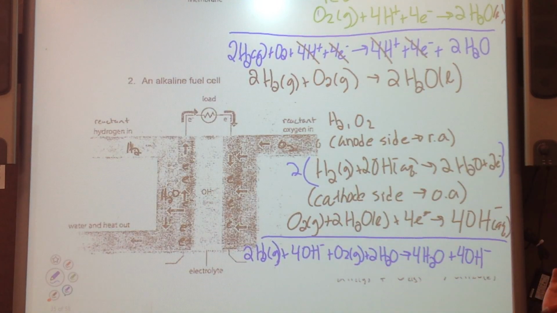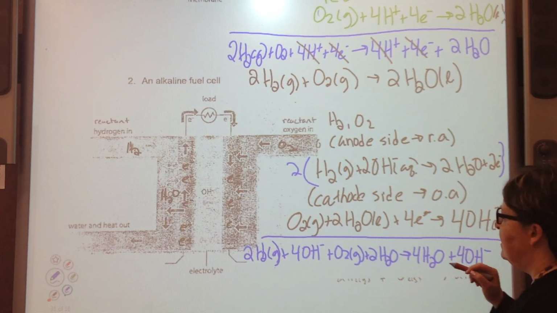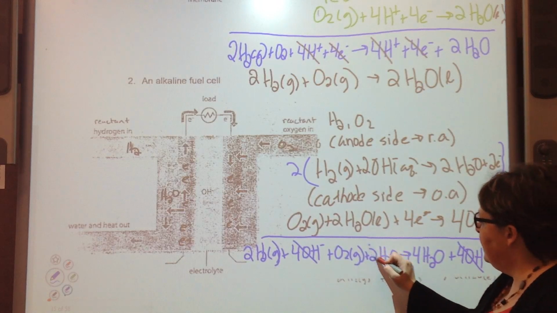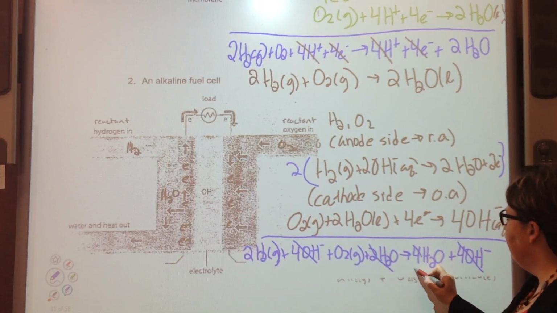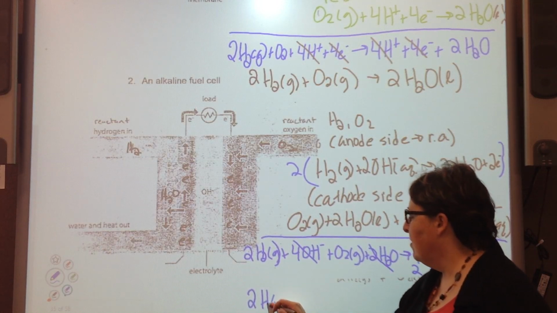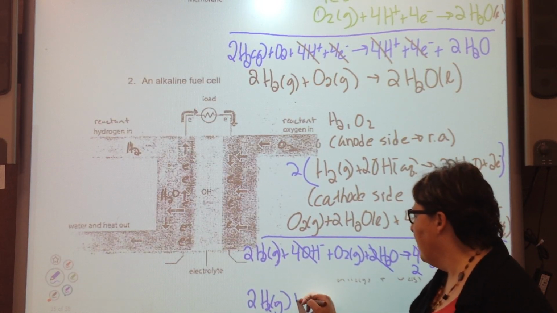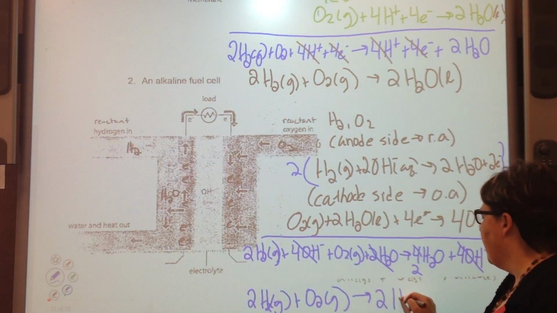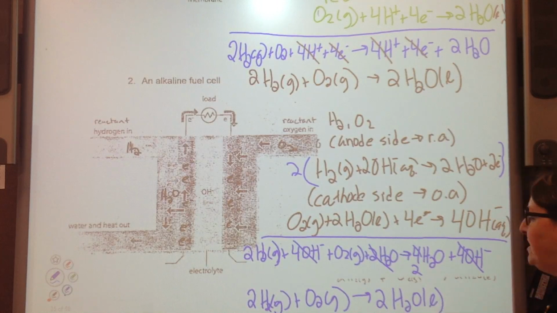Okay. So when we cross off what's the same from each side, 4 OHs get crossed off, and we lose these 2 waters, and this goes down to 2. So we have 2 hydrogen, and when we do a quick check, we see 4 hydrogens and we see 2 oxygens, and we have a balance left to right. Okay?